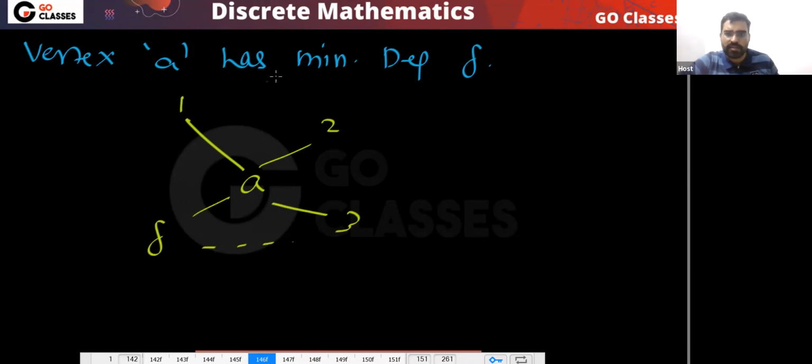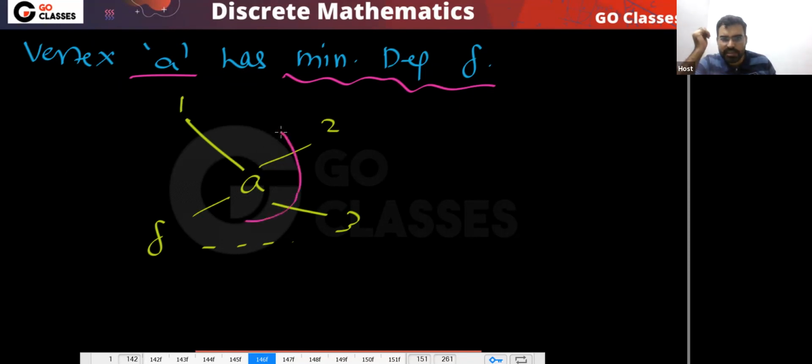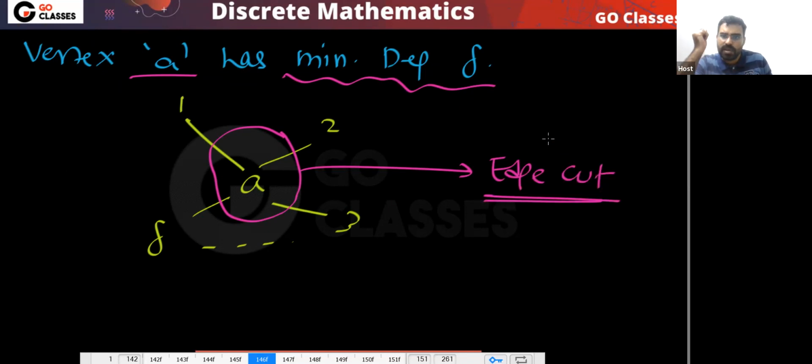Now you can notice one thing. This vertex A has the minimum degree delta. So you can clearly see that if I remove these edges, then these edges will create what? These edges will definitely create an edge cut. Yes or no? This is definitely an edge cut.